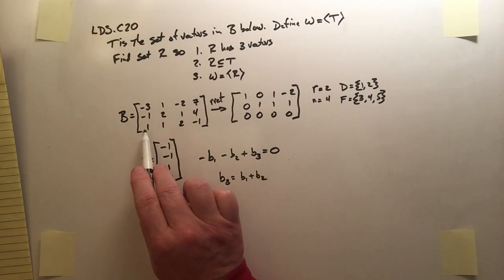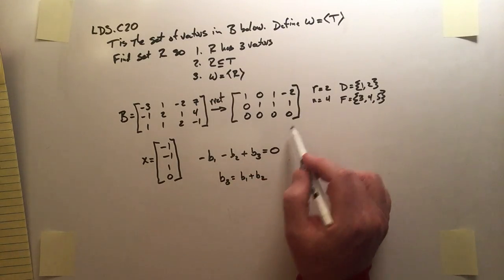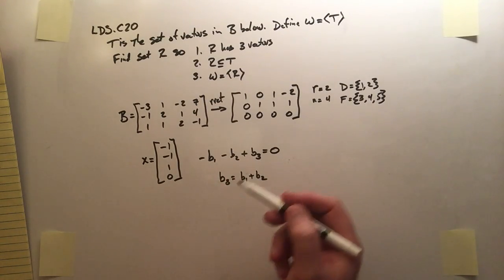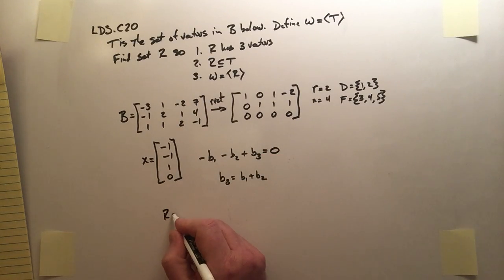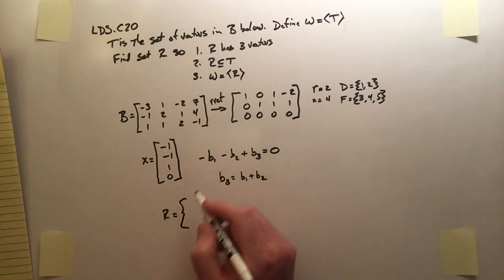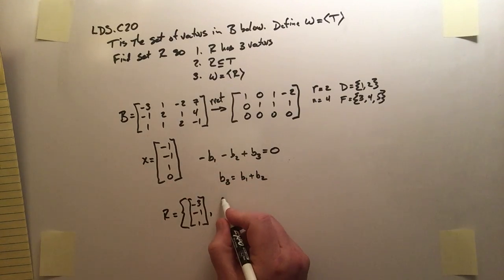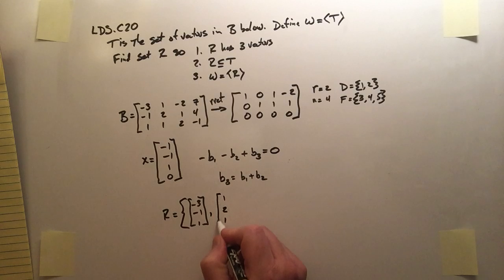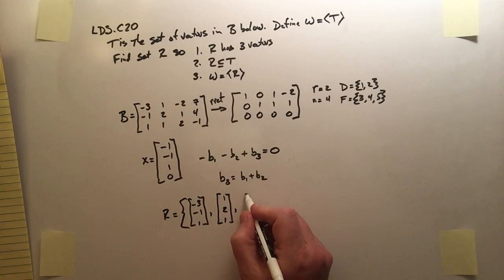So that means I need vectors b1 and b2. I don't need b3, and I need b4 because, again, in this solution, I assumed it was 0. So that then is going to form my R. So R is going to be the set of vectors. First, b1, negative 3, negative 1, 1. Second, 1, 2, 1. And finally, 4, 7, 4, negative 1.